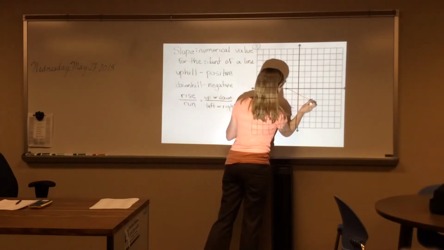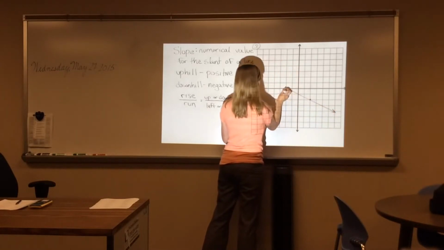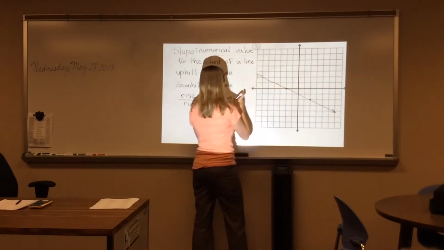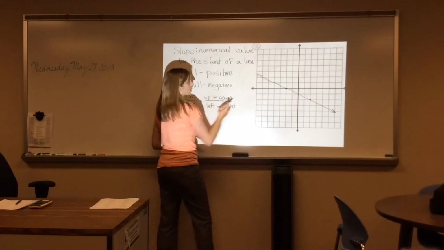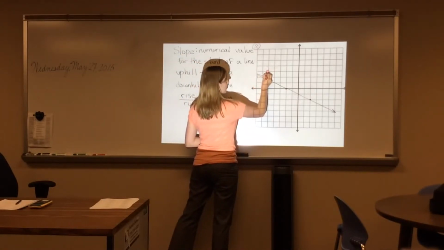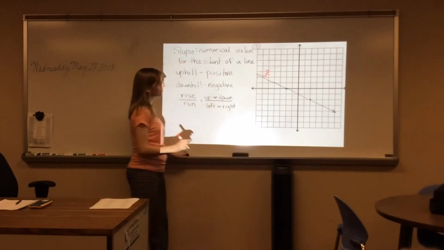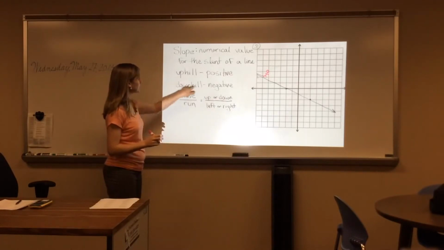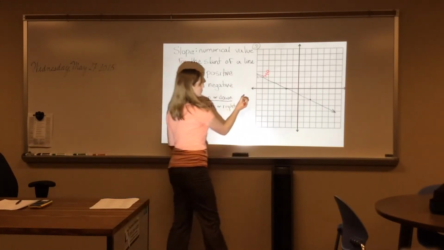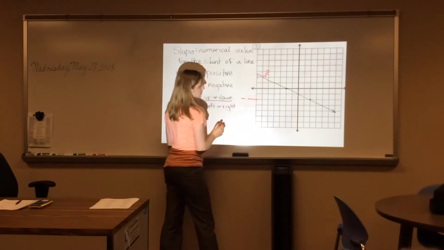So, first thing I want to do is put my person along this line. Okay, so if he was walking, start at the furthest left point, he would be going downhill. Alright, so downhill means negative slope. So this is going to be negative, and then I have to count.